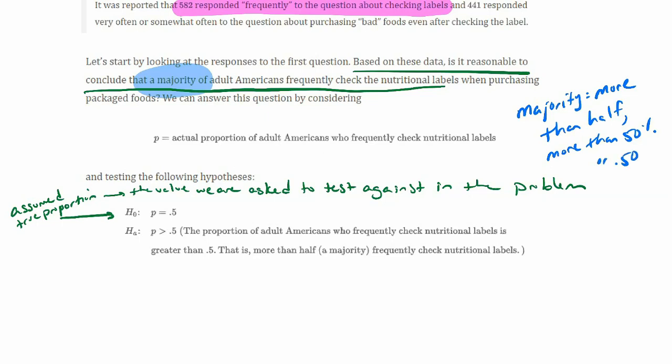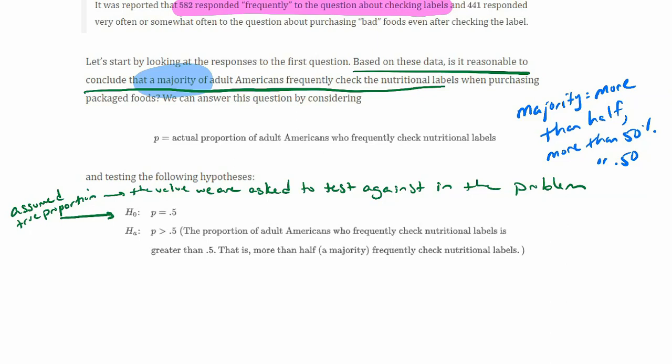Okay, in some problems we're going to see the word majority, and what we need to realize is that a majority is more than half. So because they use that word, based on the data, is it reasonable to conclude that a majority of adults check the nutritional labels? That's what we're being asked to test. Find out if, based on this data that we got, more than half of Americans check the labeling.